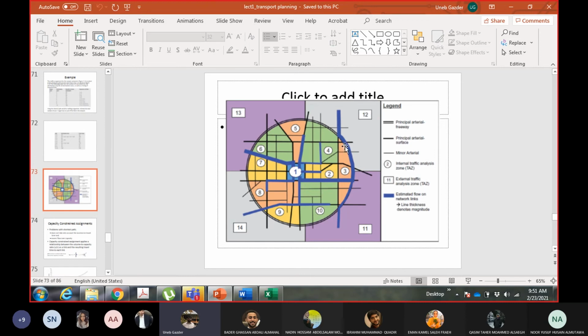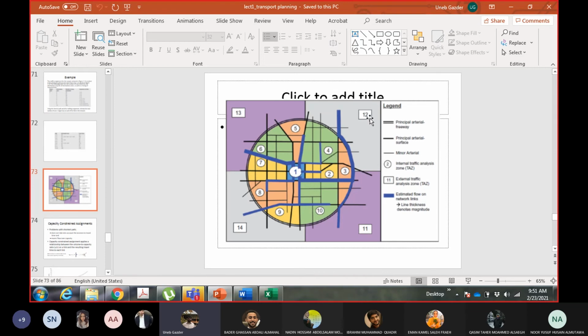Now these blue lines are showing how much flow is there. Again, the width of the line is according to the number of trips. If the number of trips is higher, the width will be more. And these are only for the 10 internal zones, because for the external zones we don't have the network. You can see no roads shown here. So the trip assignment is only done for the area which is under the planning study.